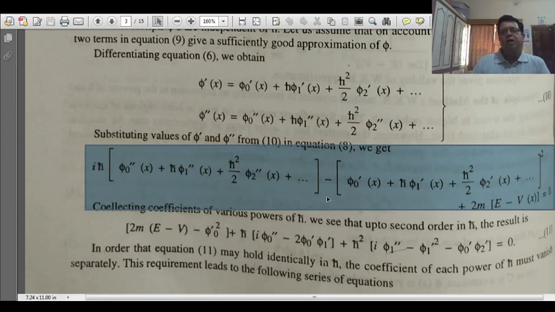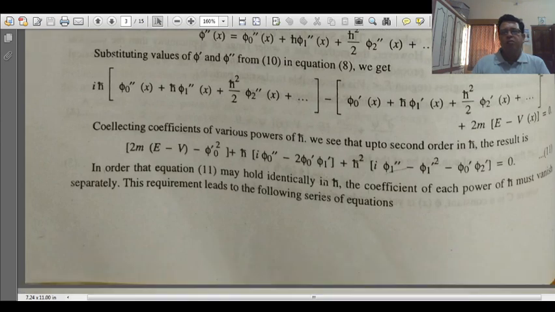Rearranging the equation in terms of the coefficients of powers of h cut, this equation becomes like that up to second order in h cut. We are only considering up to second order, that means h cut squared. So the first term is without h cut, the second term is h cut, and the third term is h cut squared. So this is the equation.